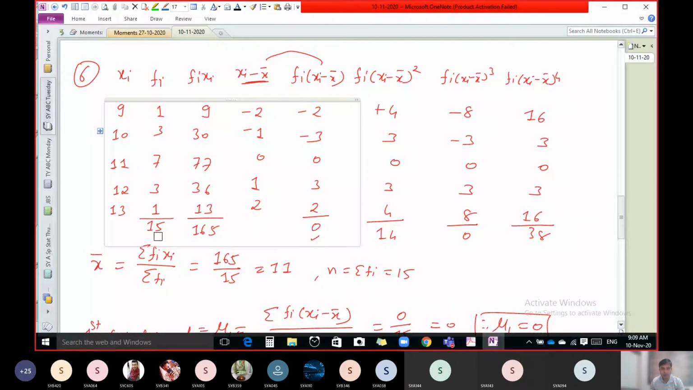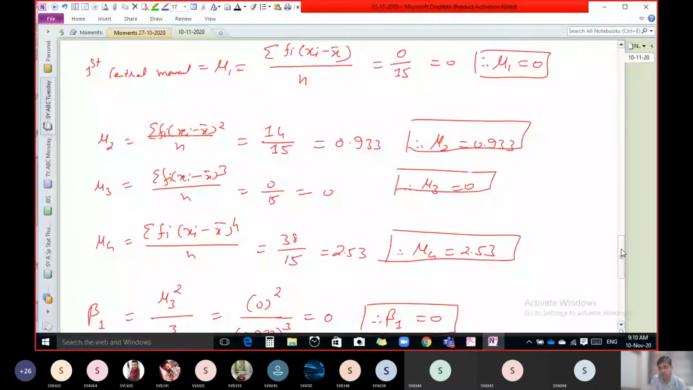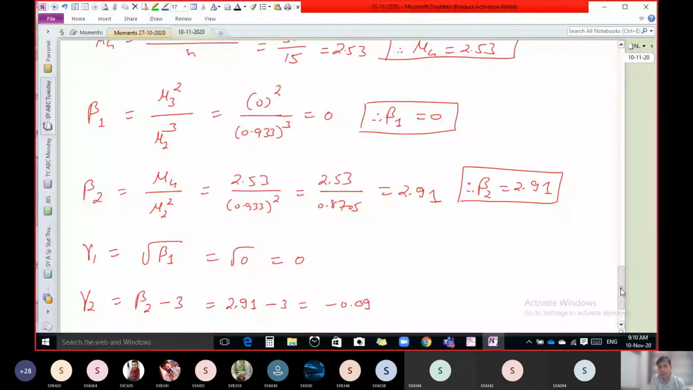Now total of this is 0. 0 divided by 15, you will get mu1. This 14 divided by 15, we get mu2. 0 divided by 15, mu3, and 38 divided by 15, mu4. So mu1, mu2, mu3, mu4 is easily calculated. Once we have mu1, mu2, mu3, mu4, it is required to calculate in the question.